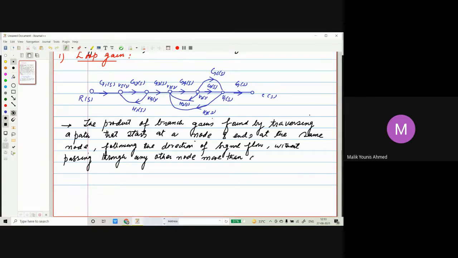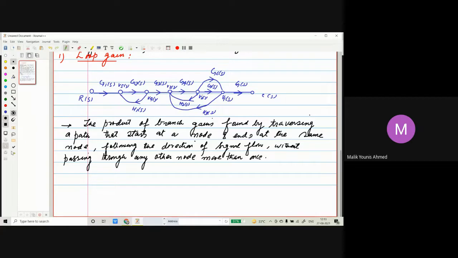More than once. So that means you have to make a closed path. You have to start at a particular node, move in the direction of the arrows, that means the direction of signal flow, traverse along the route, follow the direction of the signal flow, start from a node, end at the same node. You don't have to encounter any node more than once. If you encounter it more than once, that is a complete violation.